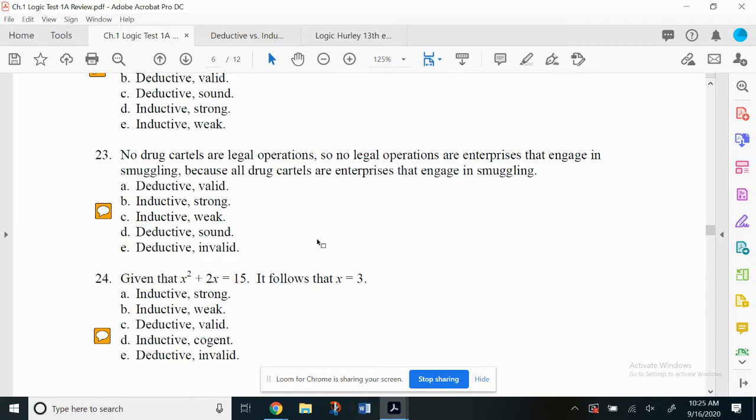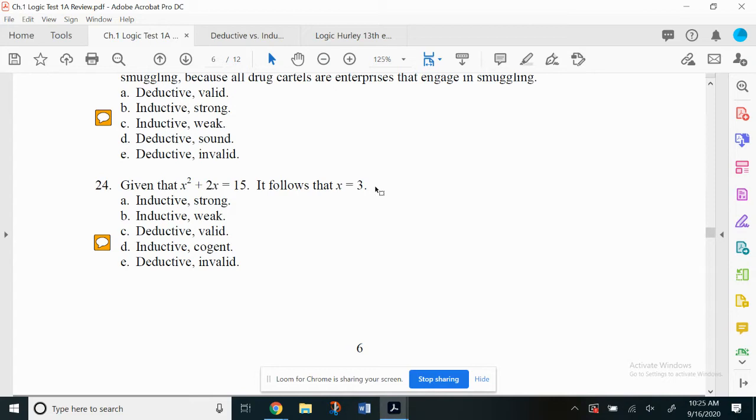23. So you can take a look at this one. You can pause it. This one is E, deductive invalid. So I will just move on. 24, hint, hint. This looks very mathematical. And if it looks very mathematical, chances are the inductives come right off. And how many of you got C, deductive valid? Yes. So this goes old school. Anybody remember? This is at least how I did it in my head.